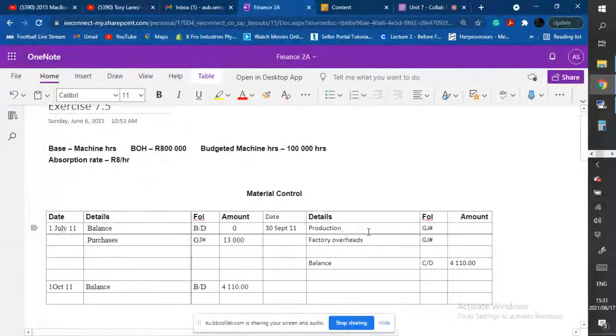This is the same, remember, as work in progress. So I'm just going to quickly write /WIP. Now, how do we calculate this? We have to go to the table that they gave us, the first table. It says costs incurred and other data for the third quarter. And can you see we're in the material control account? So the only production that we're interested in here is that which relates to material.